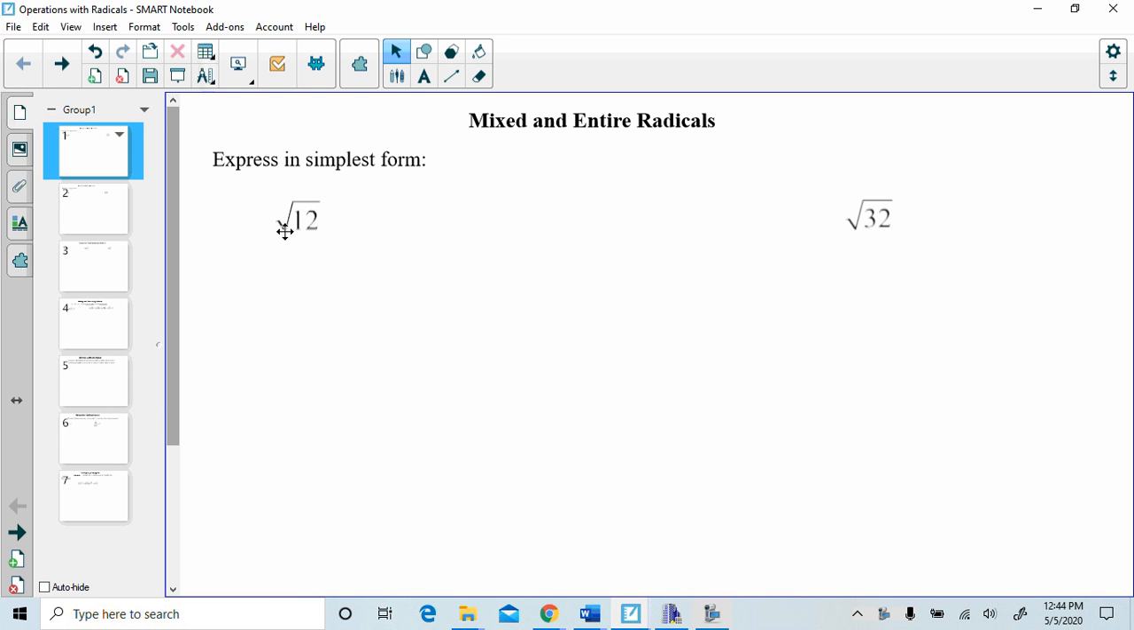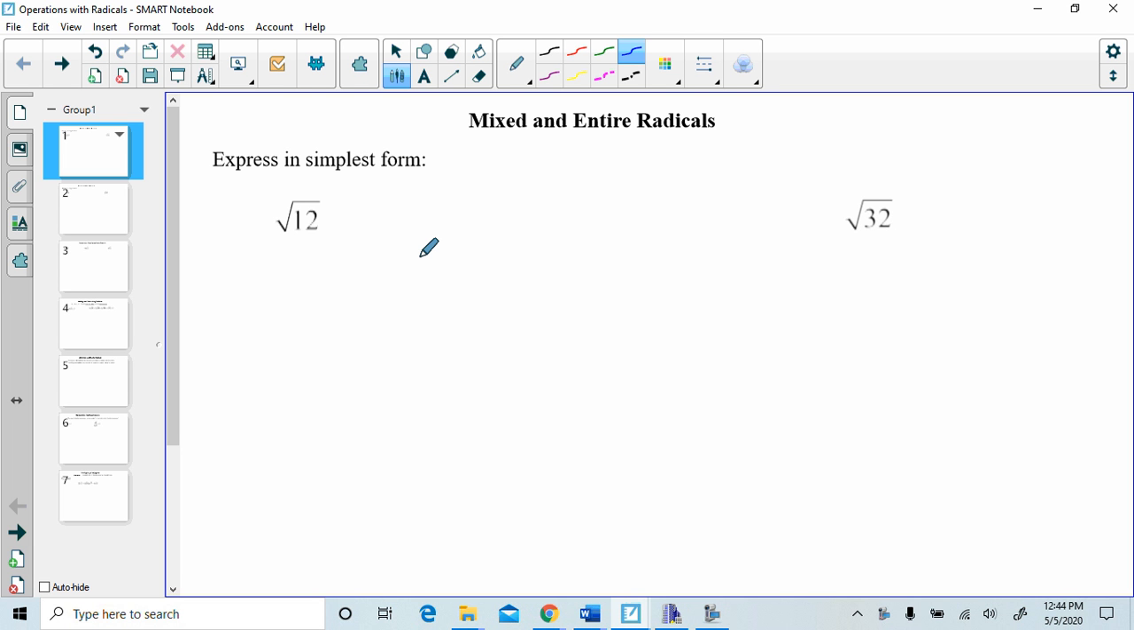This will be about operations with radicals. So in the first part, we're just going to do a little bit of a warm-up and express these radicals in simplest form. So we're going to be looking at mixed and entire radicals. Presently, we're looking at the root of 12. Index is 2. It's just not shown. There is a little invisible 2 there.